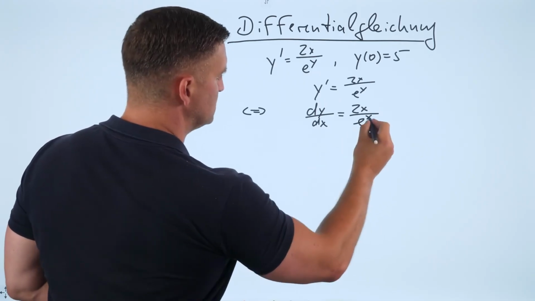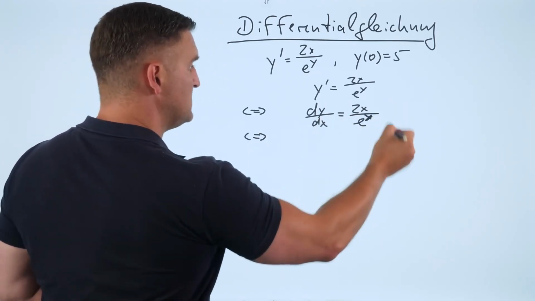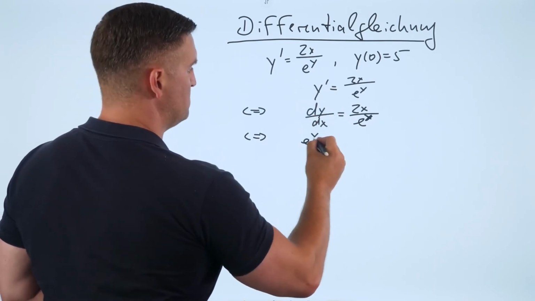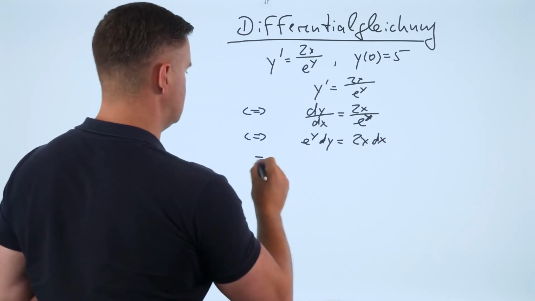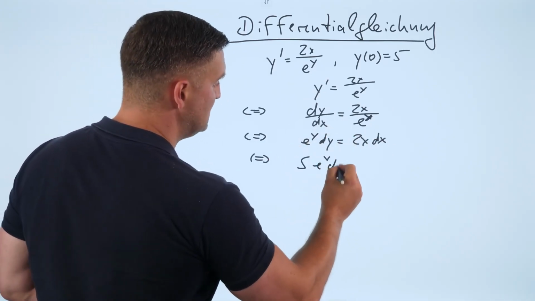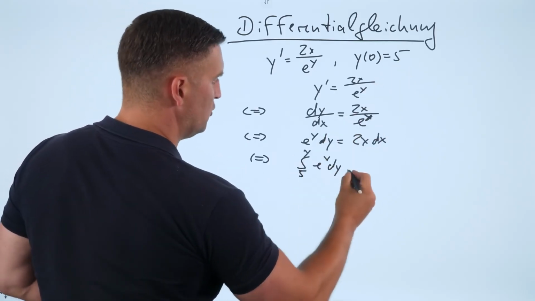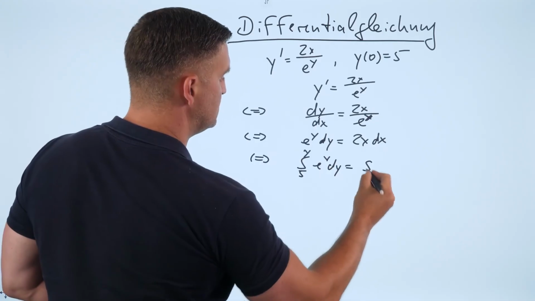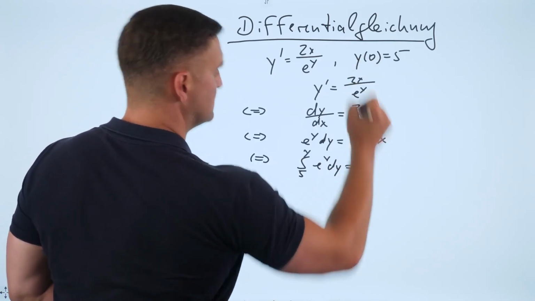That is supposed to be a y, is equivalent to move dx to one side, e to the power of y to the other side. We have e to the power of y dy equals 2x dx is equivalent to, now we integrate e to the power of y dy from 5 to y, and here we integrate from 0 to x.